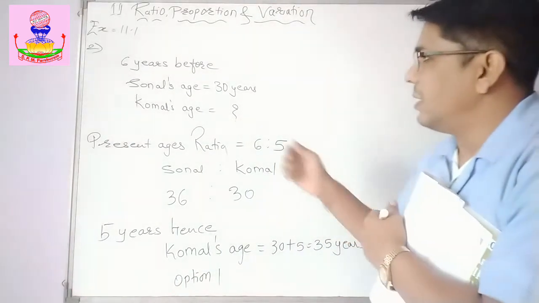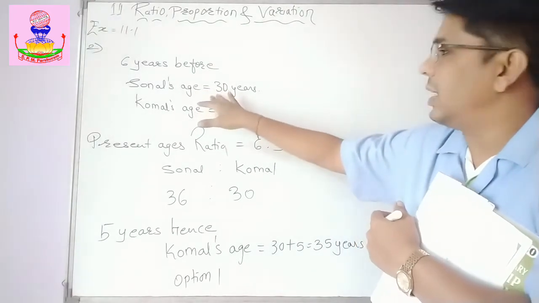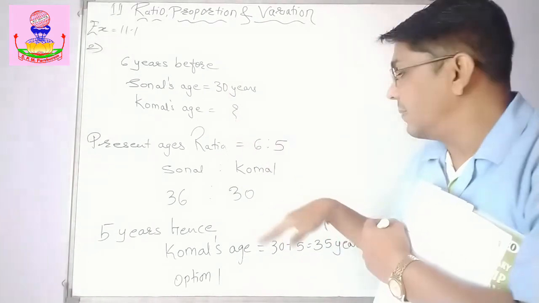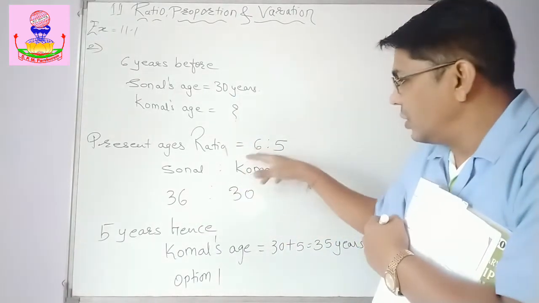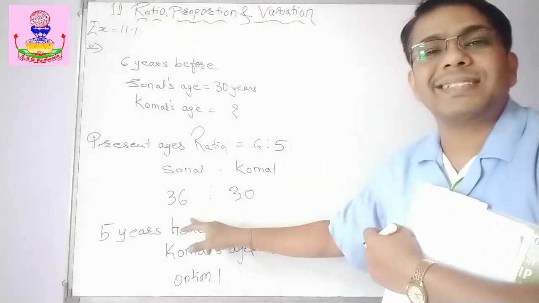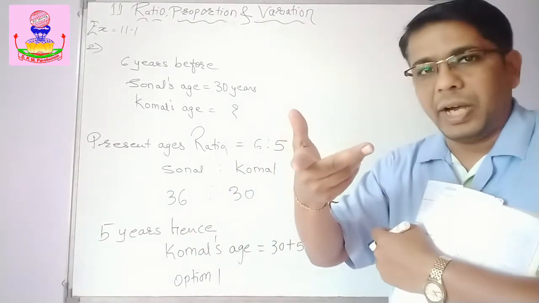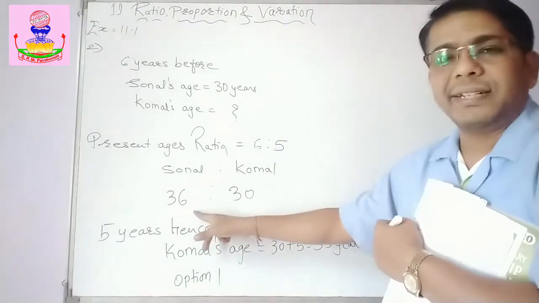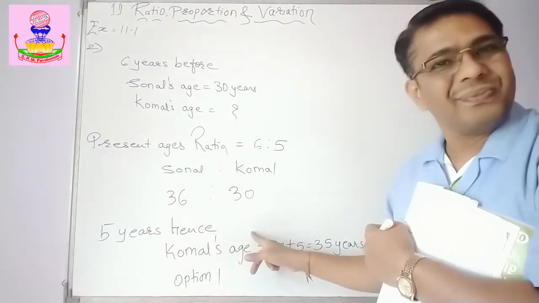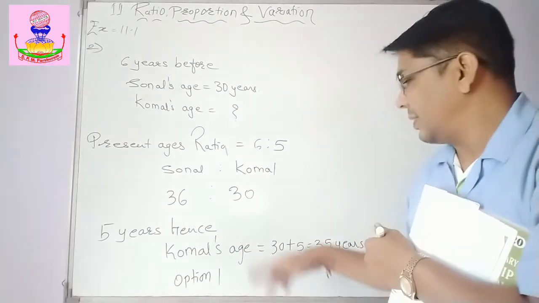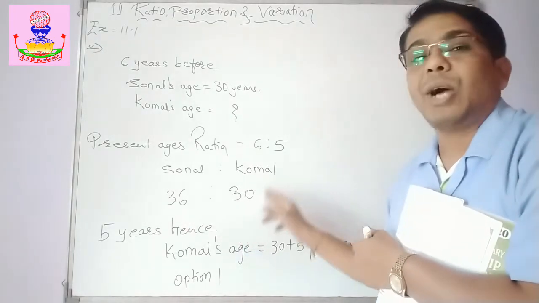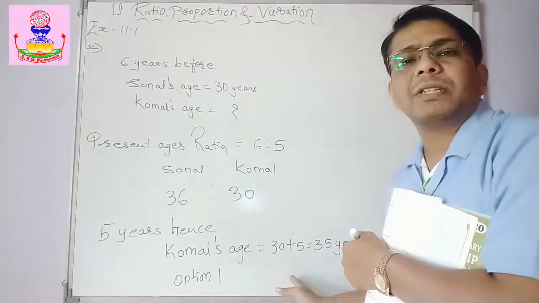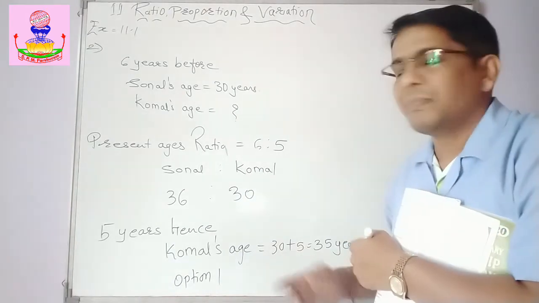So what I did, I just used 6 years before, the age of Sonal, how much was it? 30. So what will the present age be? Add 6 years. So 36. Now the ratio is 6:5. So 6 how many are 36? 6 sixes. So a common multiple will be there. Then only they are in the reduced form. So 6 sixes are 36, so 5 sixes are 30. 6 is the common multiple. So 36 is to 30. So I got Komal's present age. So what will it be after 5 years? Add 5. So 30 plus 5, 35. Do you get it?